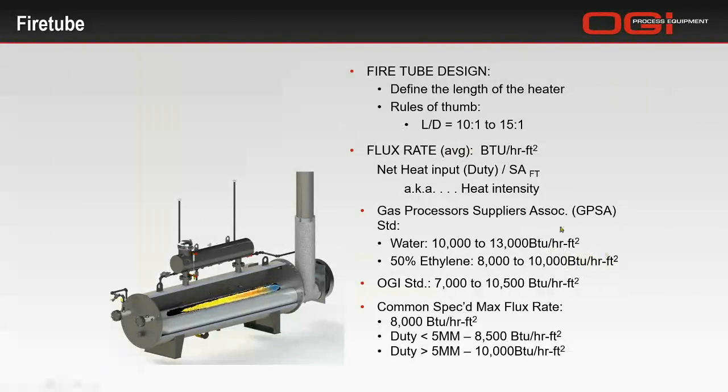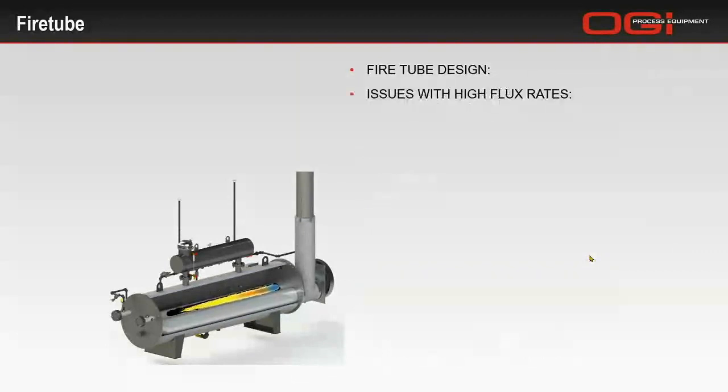One way somebody could get high flux rates would be by using a smaller fire tube or a shorter fire tube, so there's less surface area. But you still are required to transfer a certain amount of energy, so you're going to have to overfire your burner. And the reason why somebody would actually use high flux rates would be to save money and build a less expensive heater. So let's take a look at what happens when you do have high flux rates.